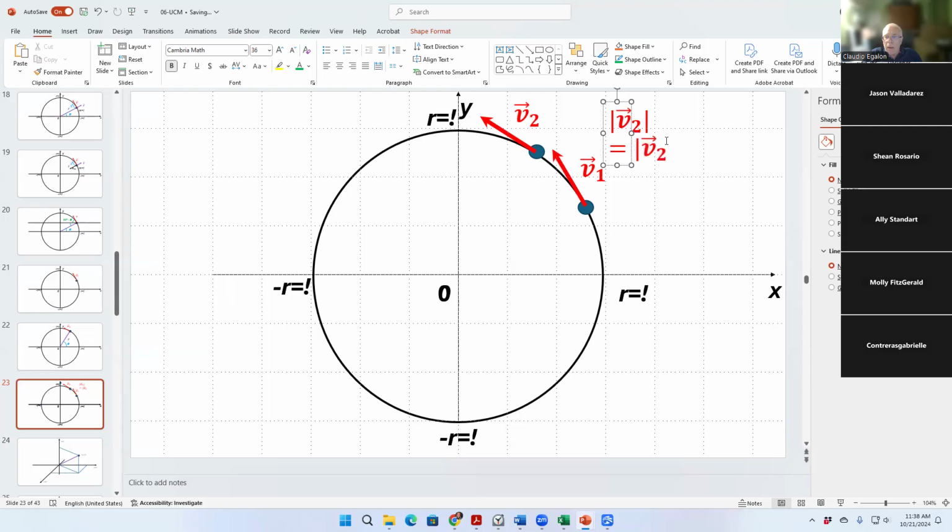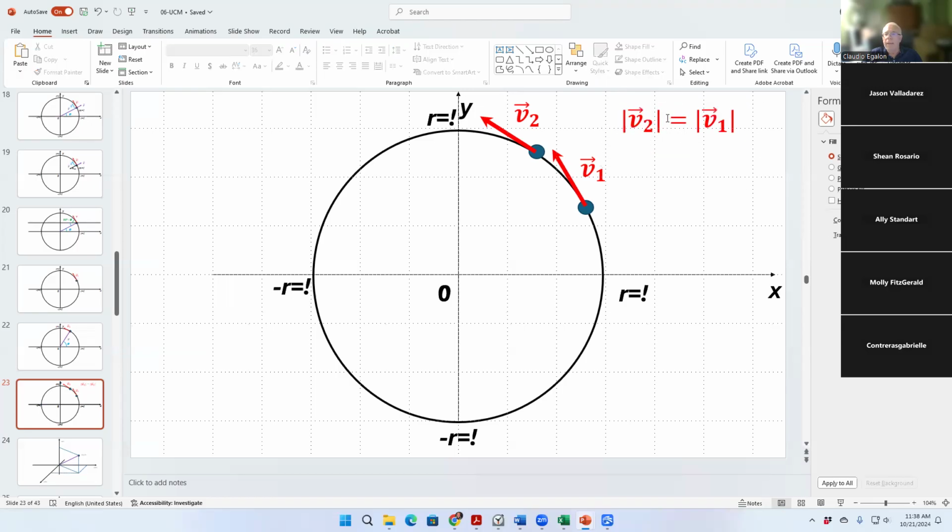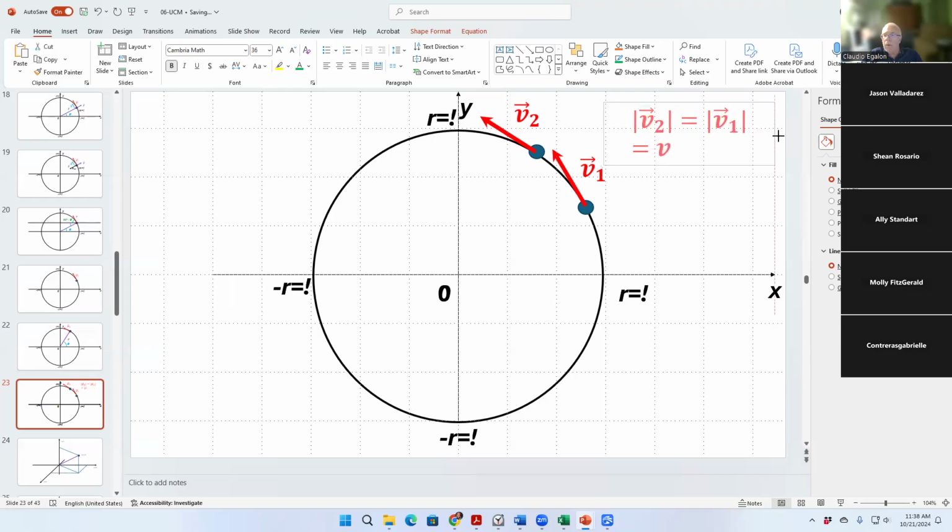Okay. Like that. Okay. Which I'm gonna call V. Scalar V. Okay, to simplify my notation.